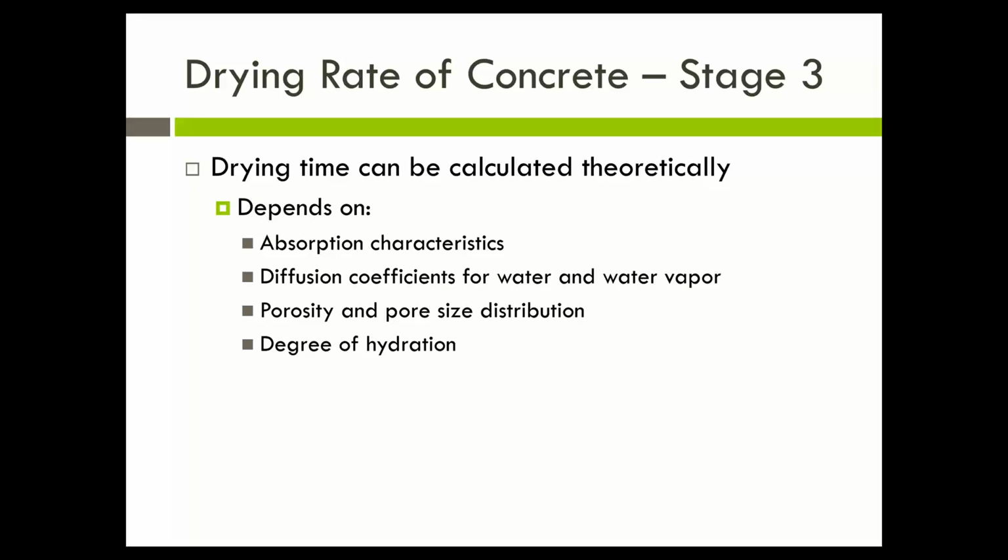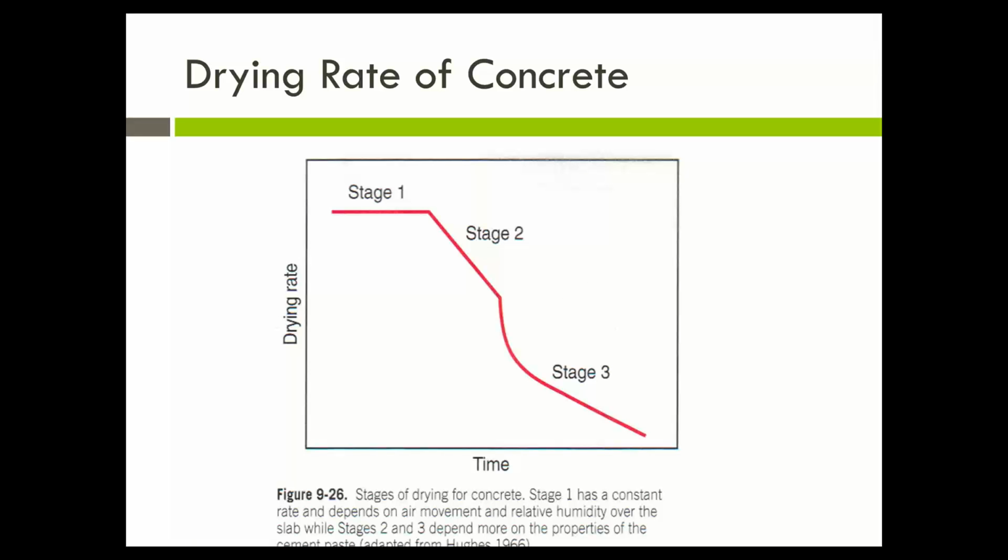We can calculate that if we know something about the absorption characteristics of the aggregate, how water is going to move by diffusion, the pore size, pore distribution, degree of hydration. All these sorts of things have an impact. And so what does our drying look like? Here are our 3 stages. We have a pretty constant drying rate when there's water sitting at the surface in stage 1. So there we need to be concerned. Stage 2, we have a diminishing rate because we're losing water, but it's getting harder for the water to get out. And then stage 3, it's becoming even harder for the water to get out. And so we have these 3 stages.